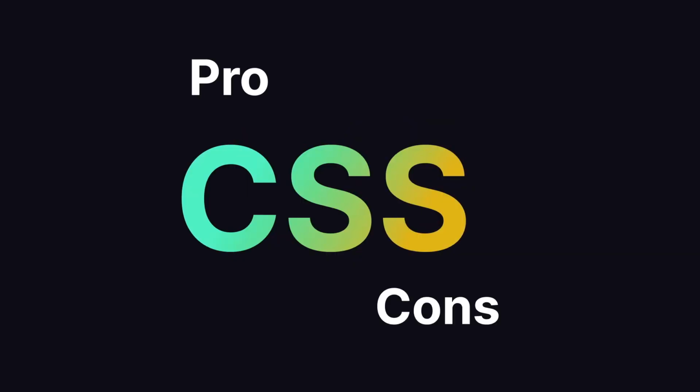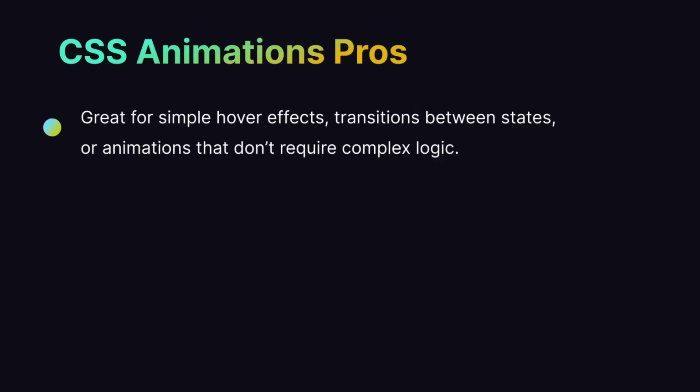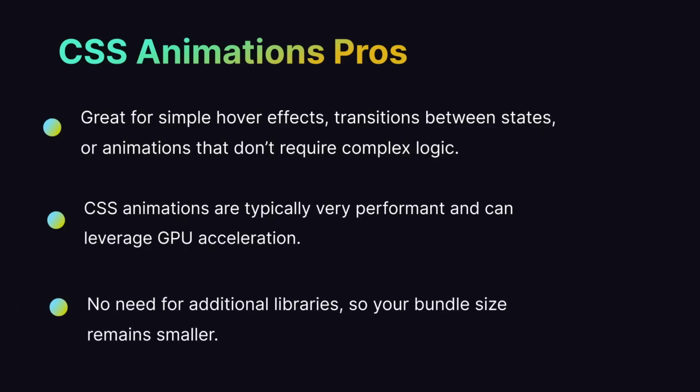Now let's talk about the CSS animation pros and cons. Then we're also going to discuss the Framer Motion pros and cons. CSS is great for simple hover effects, transitions between states, or animations that don't require complex logic. CSS animations are typically very performant and can leverage GPU acceleration. You also don't need to install any third-party library for that. You can totally go ahead and just write your code and it will work fine. So those are the pros of CSS animations and transitions.